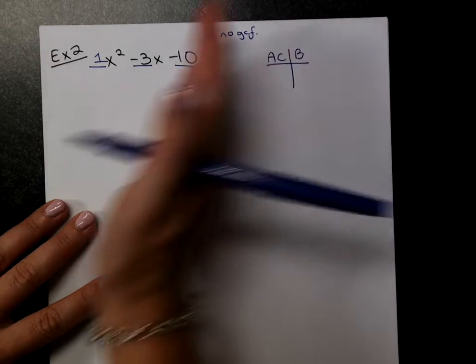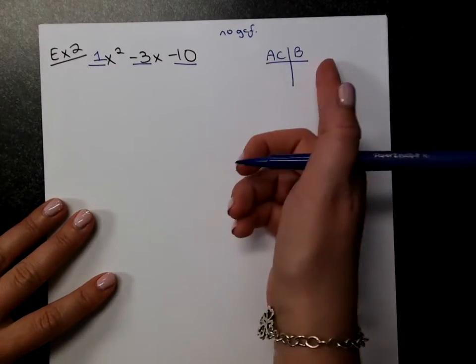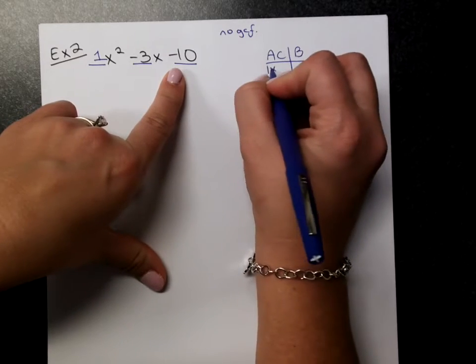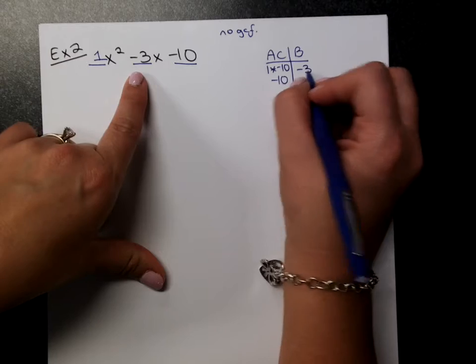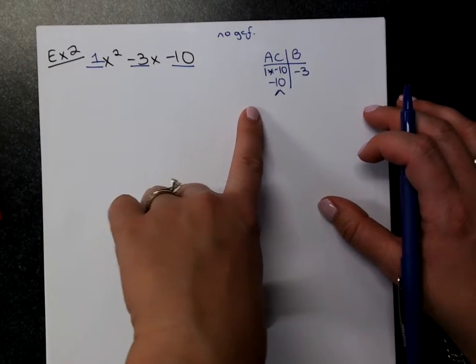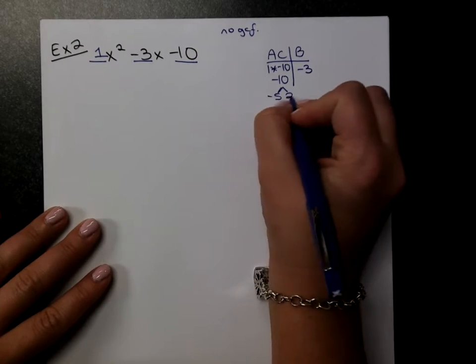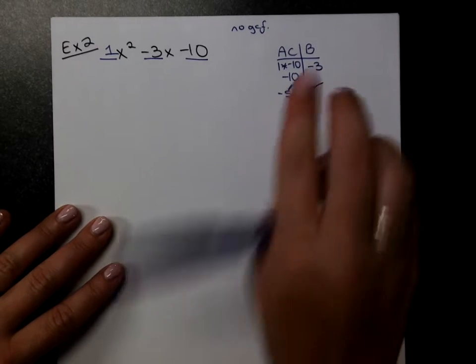Always off to the side. You don't want to work under the problem because you need that space for later. So ACB, CAB, however you want to do it. A times C would be 1 times negative 10, which is negative 10, and B is negative 3. So I need two numbers that multiply to negative 10 and add to negative 3, which are negative 5 and positive 2. And I always just kind of put a check mark to make sure that they add correctly.